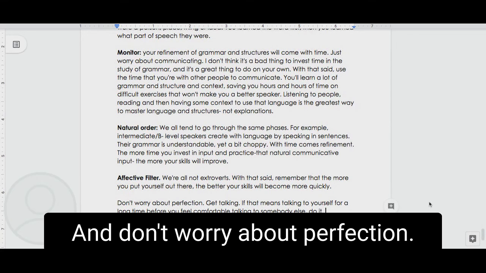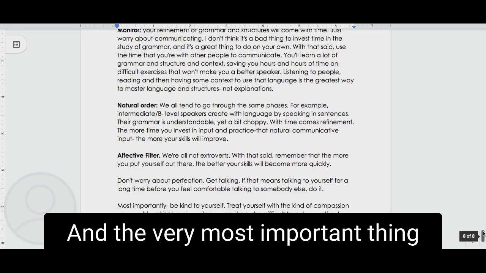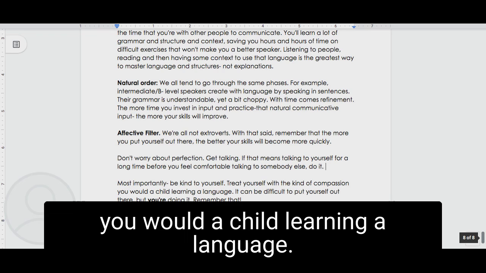And don't worry about perfection. And the very most important thing is to be kind to yourself. Treat yourself with the kind of compassion that you would a child learning a language.